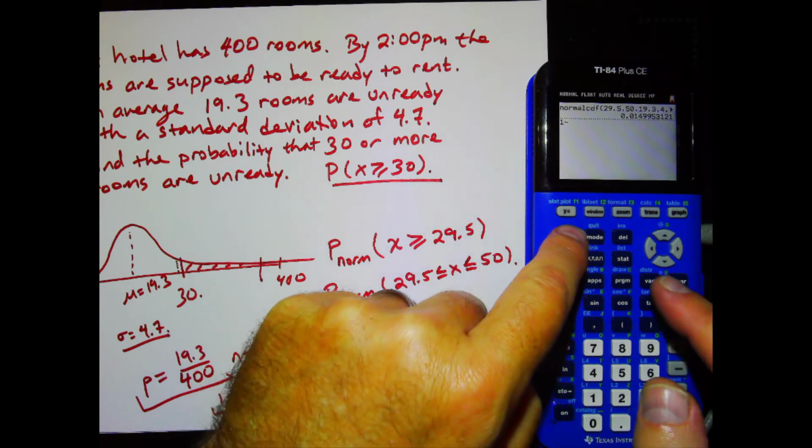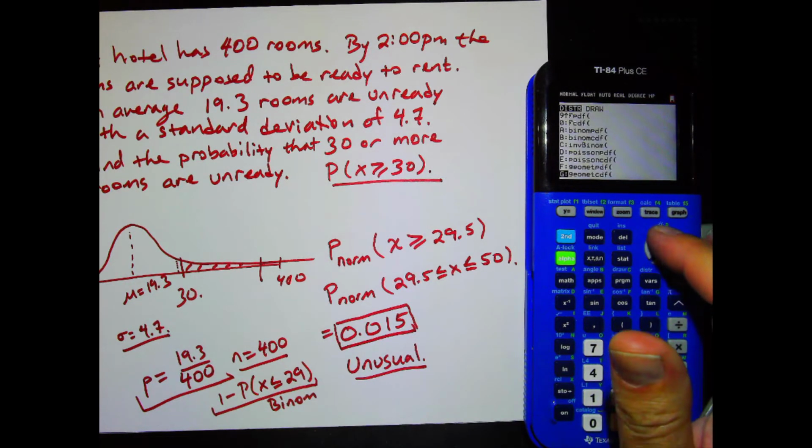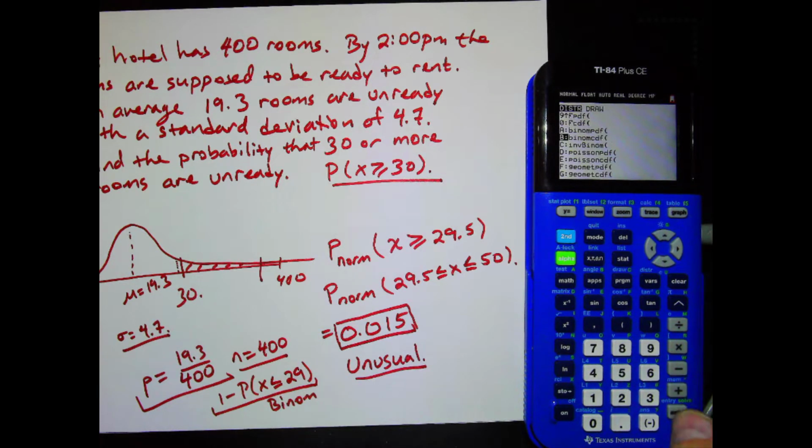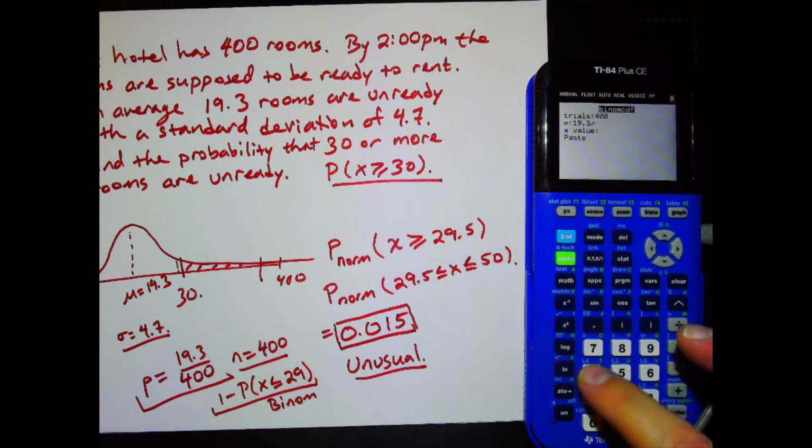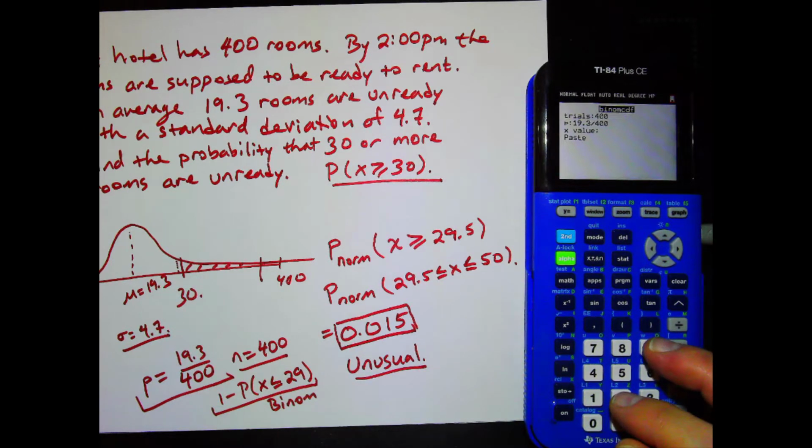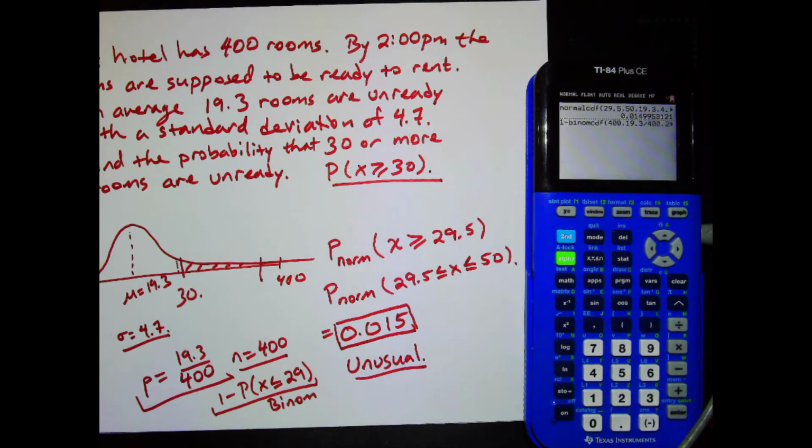So I'll type 1 minus second distribution. We'll come up from the bottom and do a binomial cumulative probability. There are 400 trials. The probability of success is 19.3 divided by 400. And the x value, 29 or less. This will give us the exact binomial probability. Now, it wasn't exactly what we had with the normal probability, but it's pretty close. 0.012. So you can see the normal probability that we found, approximating the binomial distribution with the normal curve, wasn't exact, but it was close. We're only about 0.3% off from the actual value from the binomial distribution.